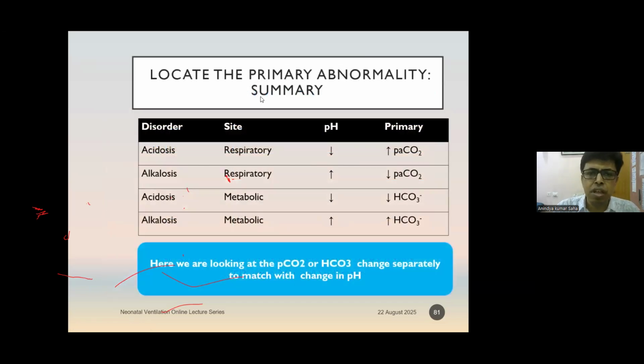So if we want to locate the primary abnormality: if there is acidosis with high PaCO2, it is respiratory acidosis. If there is alkalosis along with low PaCO2, it is respiratory alkalosis. Similarly, acidosis with low bicarbonate is metabolic acidosis, and if it is high bicarbonate, it is metabolic alkalosis. I am repeating because this concept has to be internalized very clearly. So here we are looking at the PCO2 or bicarbonate change separately to match with the change in the pH.